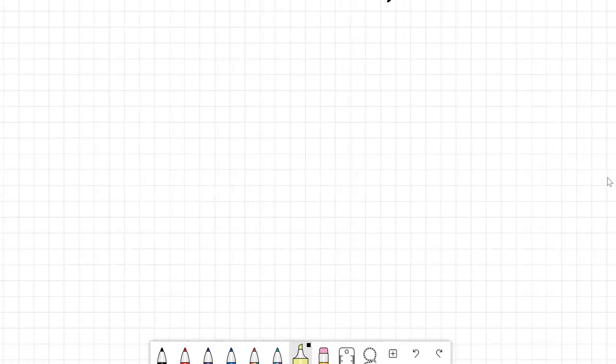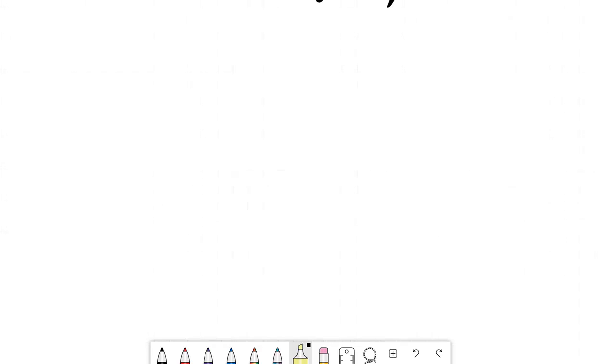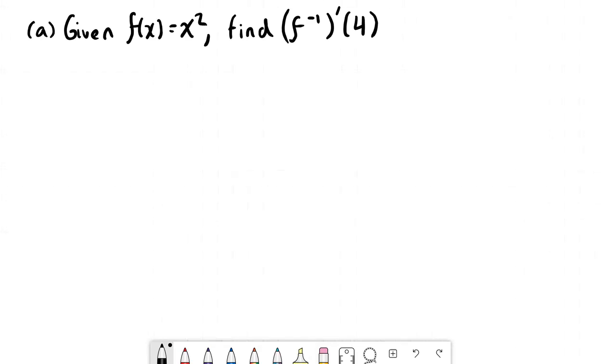So we're actually going to be doing one example, so I'm going to write one here. We have the example: given f of x equals x squared, find the derivative of the inverse function at x equals 4. That's what this means in words. I just pretend I don't know the formula for the inverse. So we're going to start from basic principles.